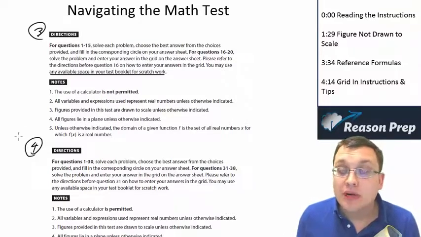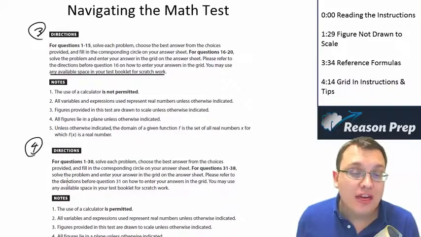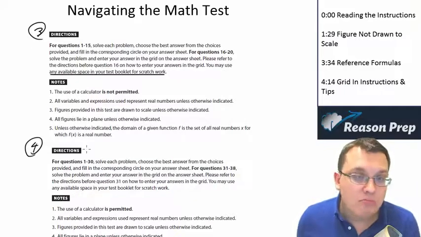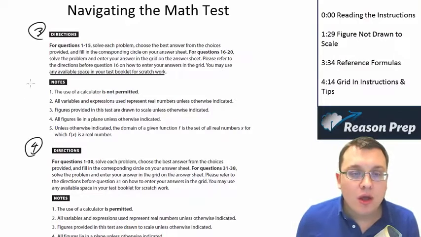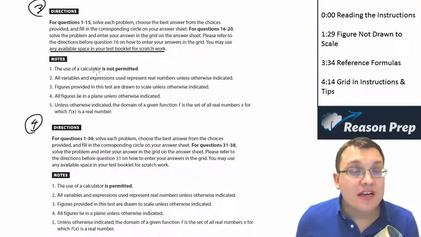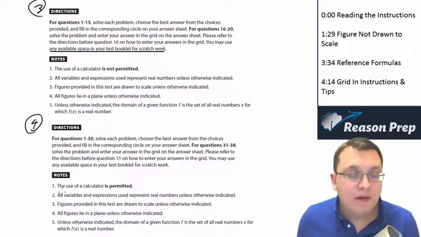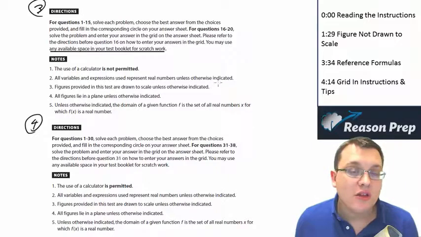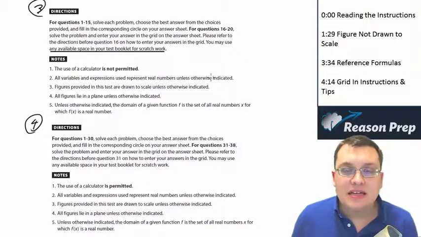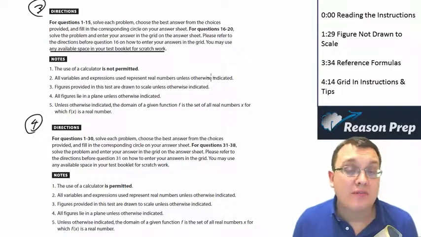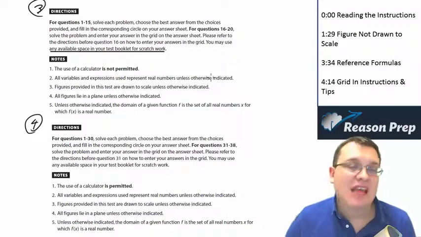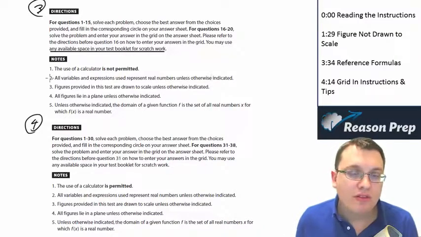And otherwise, pretty straightforward. The only difference with section 4 is the numbering of the questions, but otherwise the instructions are the same. What about these notes? So in this section, the use of a calculator is not permitted. Obviously in section 4, calculator is permitted. All variables and expressions used represent real numbers unless otherwise indicated. That is not something that's really going to affect you in any kind of material way. It's just something that they kind of have to get out of the way. Don't worry about it.